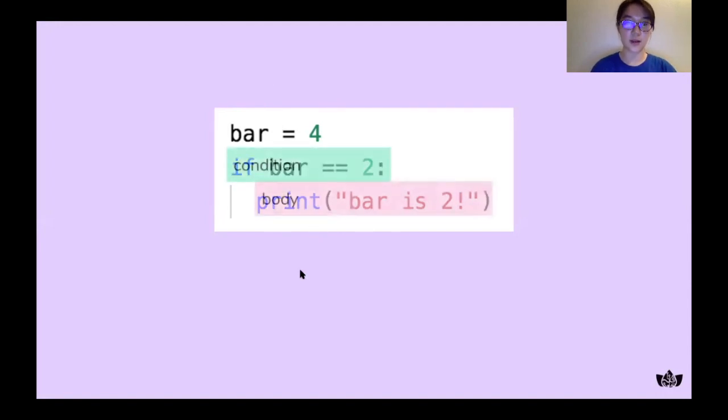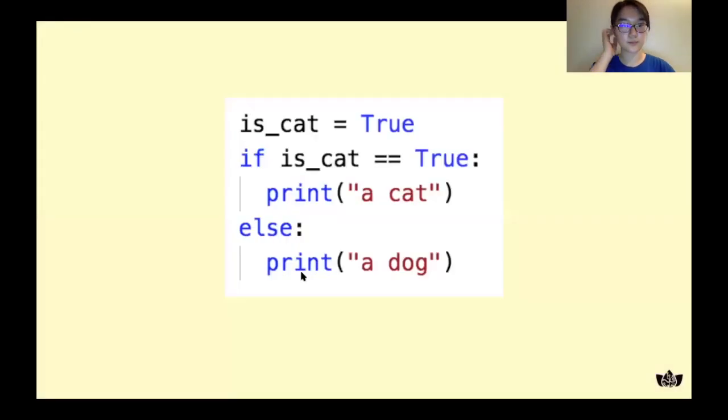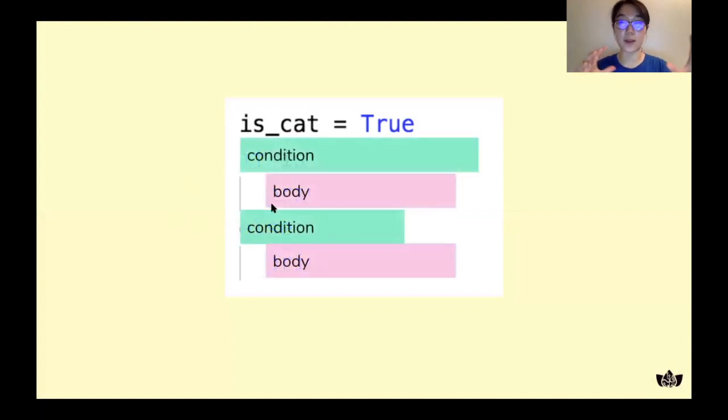Let's take a look at another example. If is cat is true, then print a cat, else print a dog. In this case, we're going to be using two different conditions, and that's why we use the keywords if and else. Notice again that whenever we execute the code, we want to make sure we indent the body of the if statement. This is the format that we want to follow when we write these logical expressions.